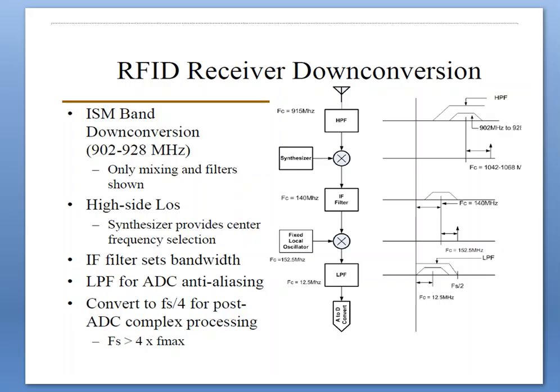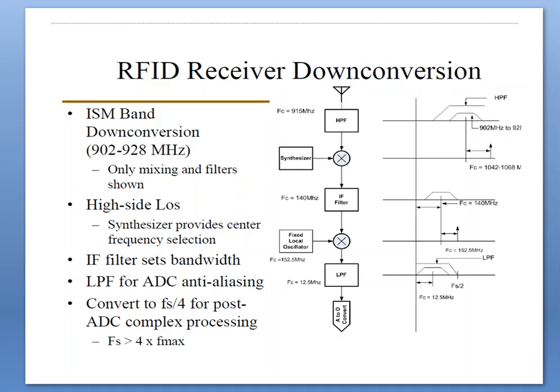Then it will be moved to the synthesizer with a carrier frequency of 140 MHz with IF filtering. Then a fixed local oscillator, it will be processed with 152.5 MHz and given to the low pass filter with a carrier frequency of 12.5 MHz, and finally we do the analog to digital conversion. It is a simple down conversion.